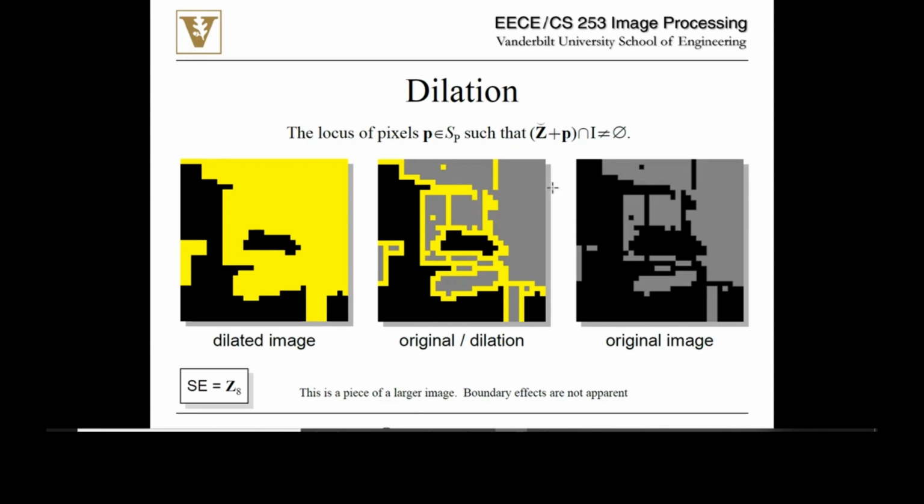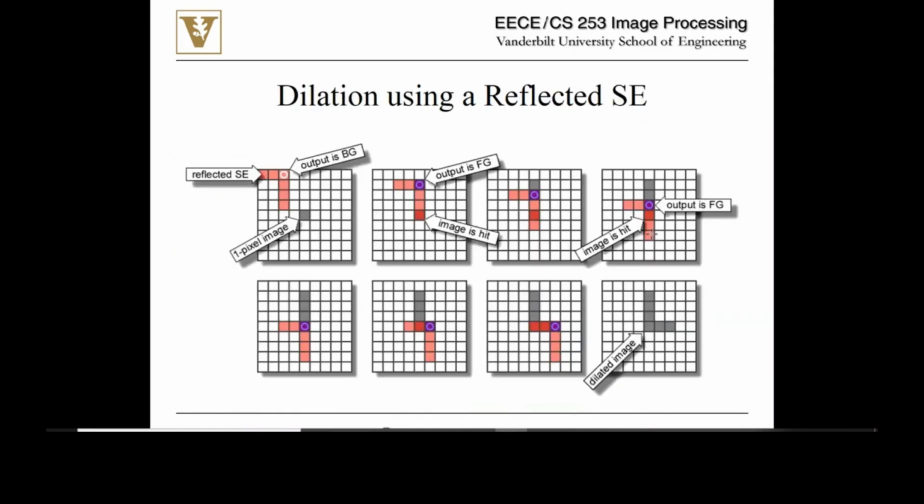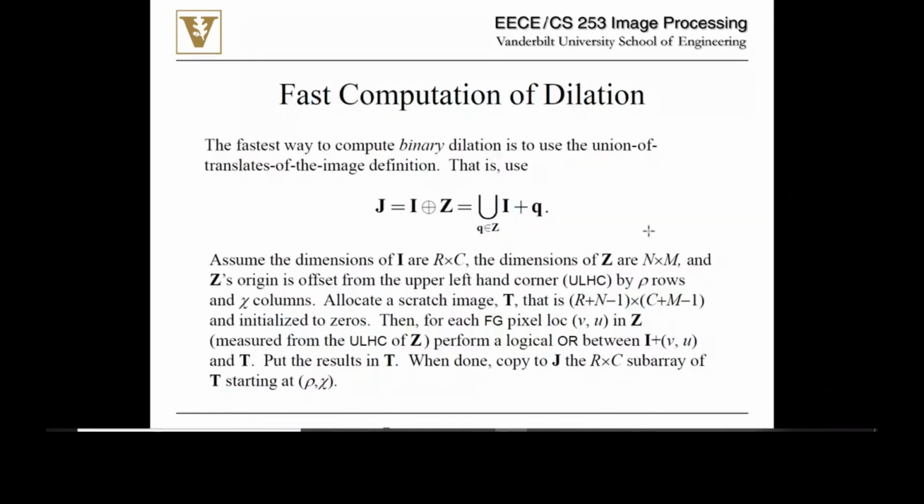So this dilation is a way of filling holes. If I have a binary image with holes, and this is a hole, this is a hole, this is a channel, I can fill the holes. And yeah, we have already seen this one.